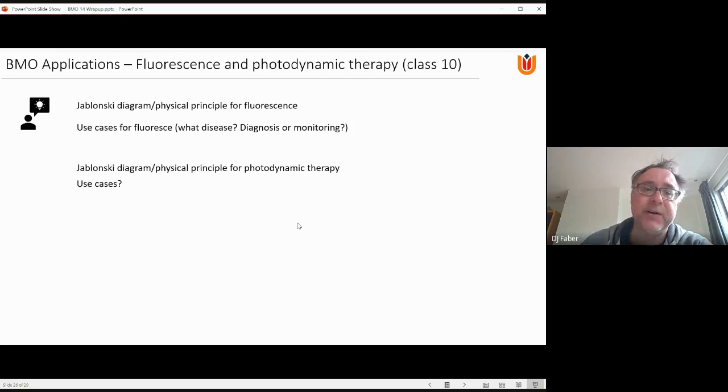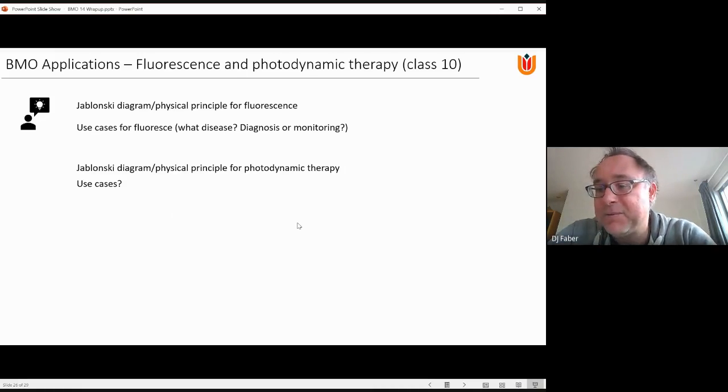Then for Maurice, fluorescence, same thing as for Raman. So the Jablonski diagram and the physical principle for fluorescence. Again, use cases for fluorescence. Why? When? What can you do with it? When would you use it? When is it beneficial? When isn't it?